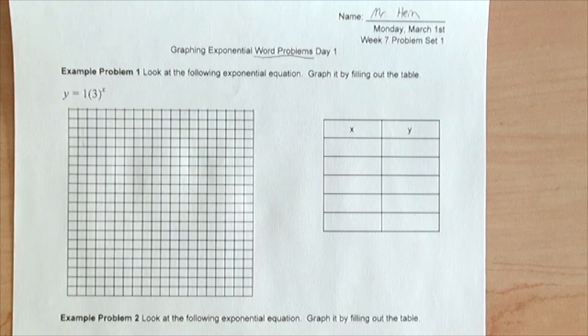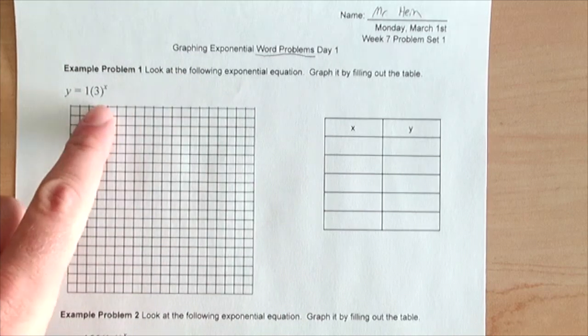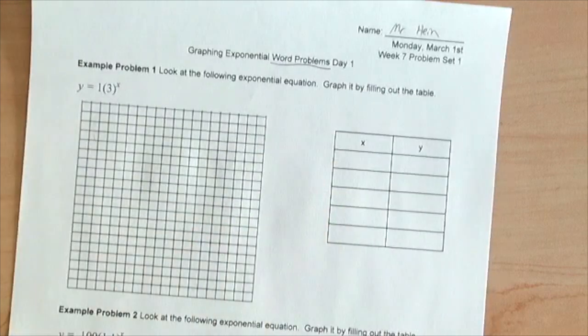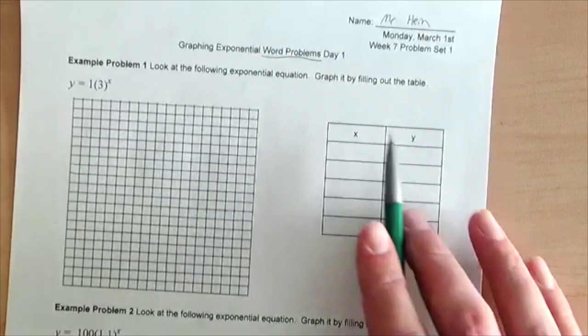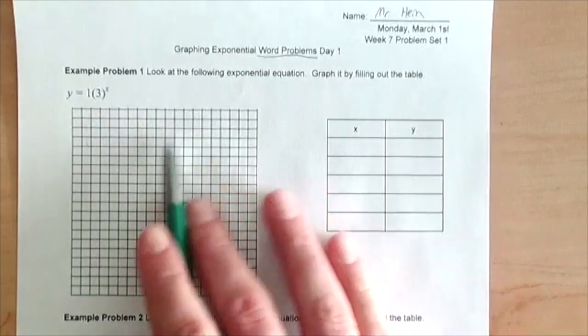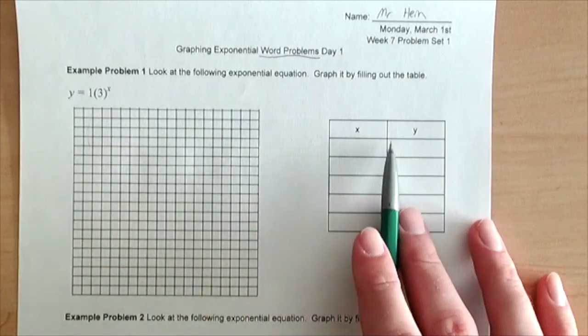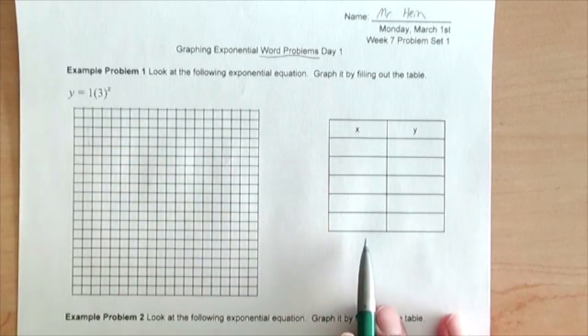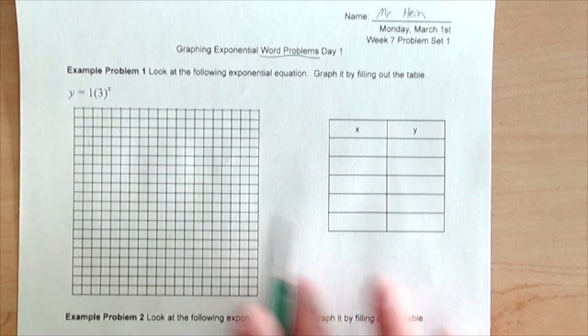So anyway, this first question, I could even just say review problem 1, because this is exactly the kind of stuff that we did last lesson. It says, look at the following exponential equation, and we want to graph it by filling out the table. And a lot of times, as I've said, a table is the key to any kind of graph.